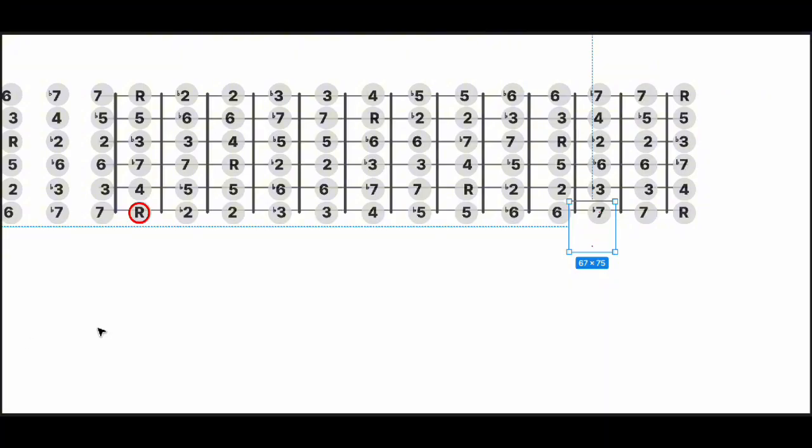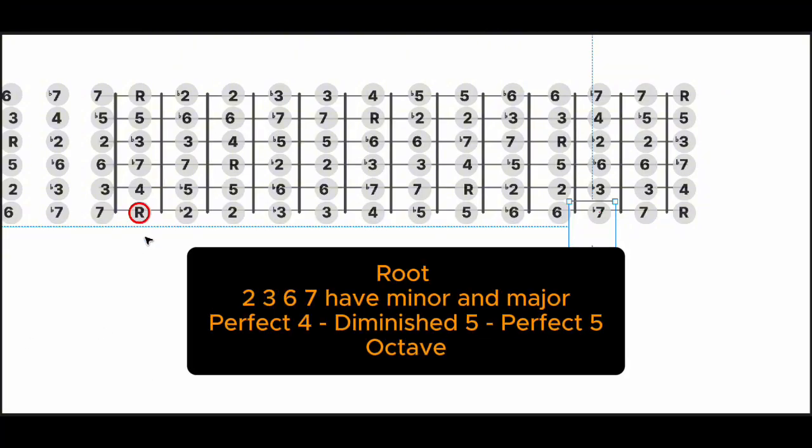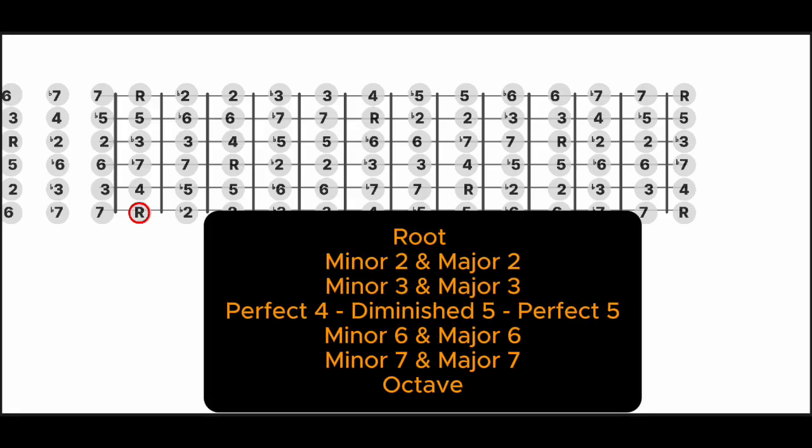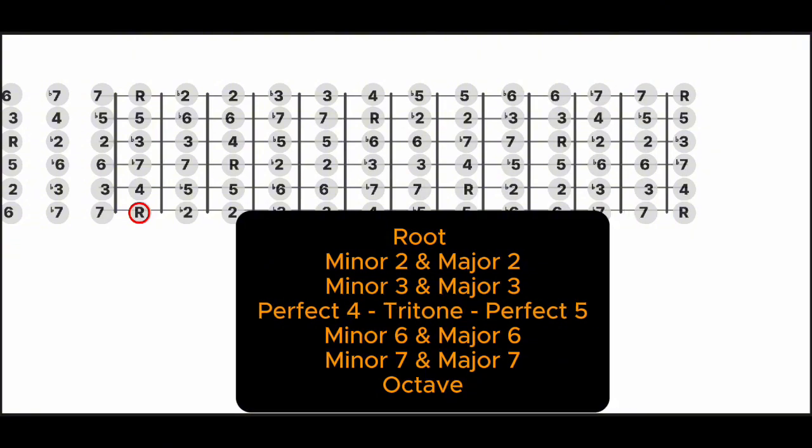So let me just say that again. You have the root, then the 2s, the 3s, the 6s, and the 7s all go minor, major. Then you have the 4 and the 5 with the diminished fifth between. So just to say that again, there's the root, the 2, 3, 6, and 7 have minor and major. The perfect fourth and fifth have that diminished fifth between them. That diminished fifth interval is sometimes also called a tritone.